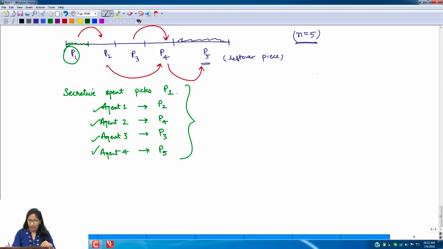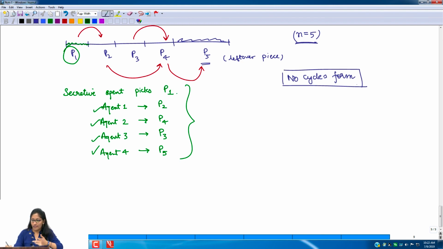Just to note that we need to make sure that no cyclicity will arise in this particular manner, right? Every person must be able to get something and no cycles form. It's not the case that agent 2 picks P4 and then P4 says no, I'll pick P3 and there's a cycle going on and you're not able to resolve it. So to begin with, there are no cycles anyway because of the property that sigma I is greater than I. So you have a sort of topological ordering.